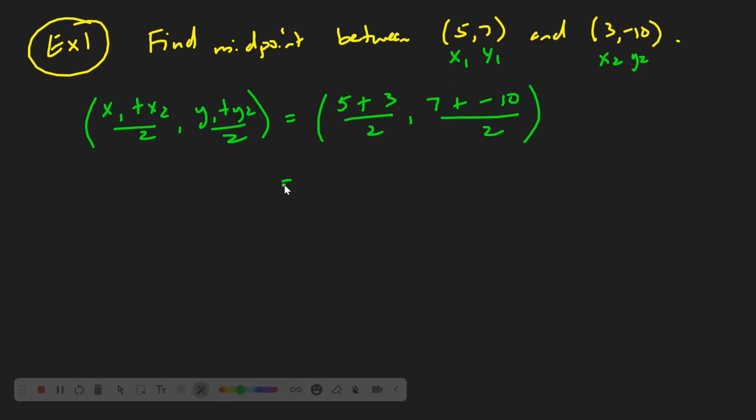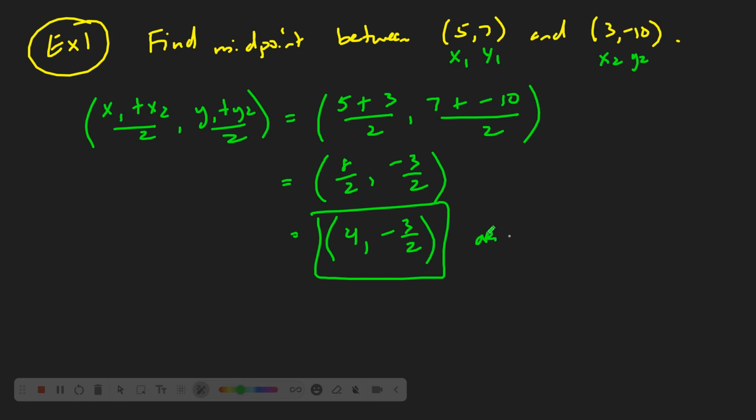And now we simplify the tops. So 5 plus 3 is 8. So that's 8 divided by 2. 7 plus negative 10 is really 7 minus 10. So you subtract them, and because the 10 is bigger, you're going to stay negative. So negative 3 over 2. And now we just simplify. So 8 divided by 2 is 4. Now, negative 3 divided by 2 does not simplify. It is already simplified. So that is a fraction answer. Or if you want the decimal answer, because it does end nicely, it could be 4, negative 1.5. And that is just simply using the midpoint formula.